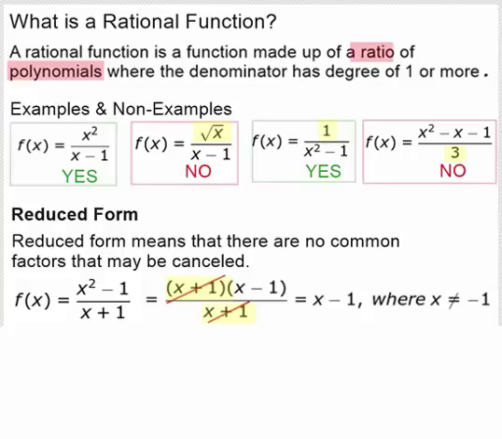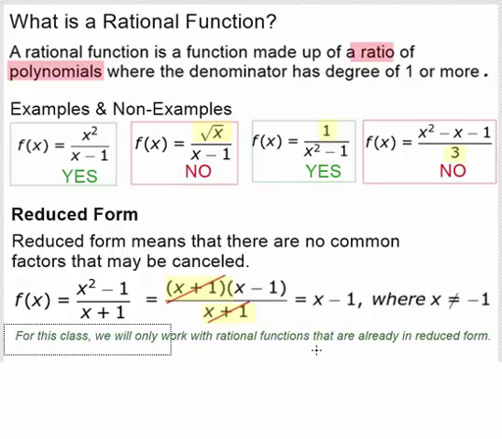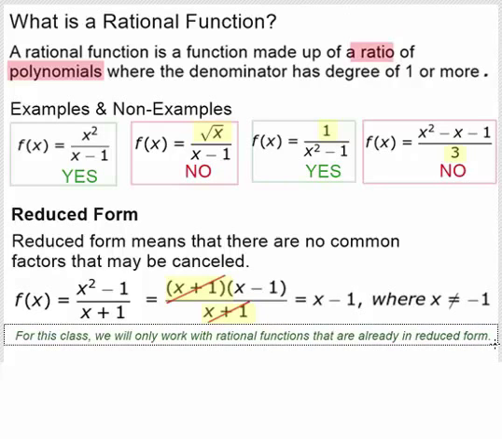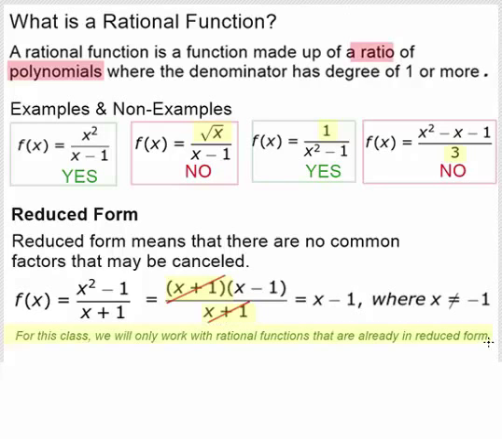This is a tricky function to work with. In fact, it's something we deal with in calculus class. It has what's called a discontinuity at negative 1. For this class, we will only work with rational functions that are already in reduced form. So you really don't have to worry about this. All the functions you see will be in reduced form.